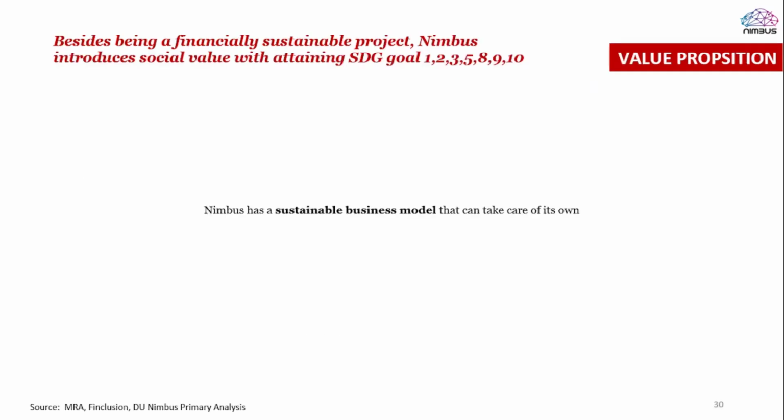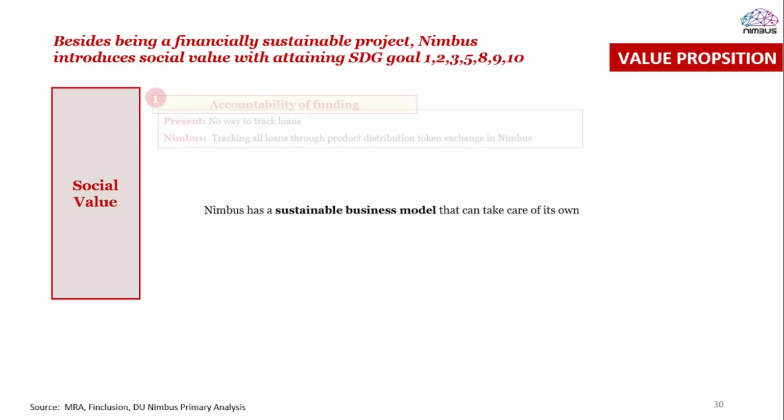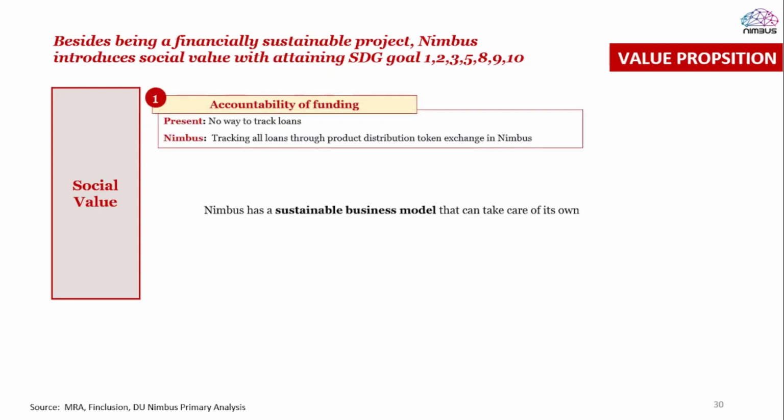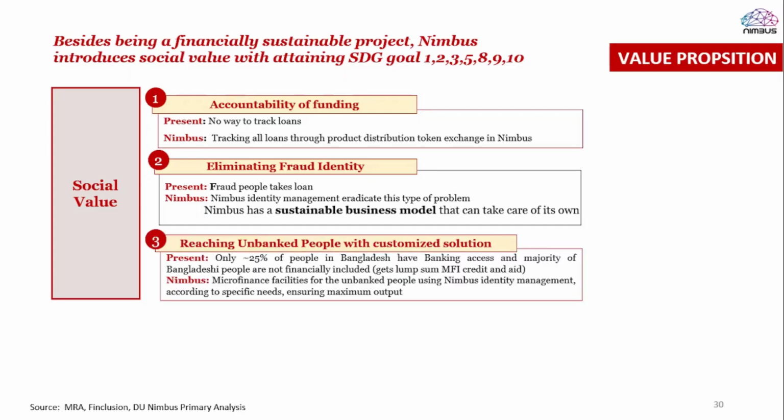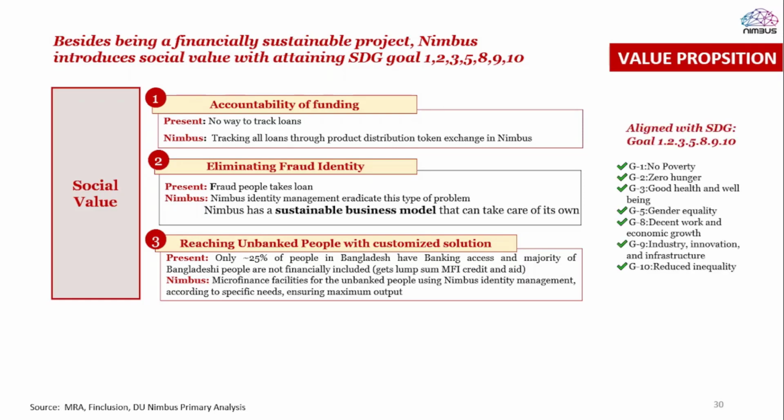Nimbus has significant social and economic value. First of all, it will reduce time and hassle for the user, including MFIs. Our system ensures traceability of all transactions. Nimbus also eliminates fraud people. According to Bangladesh Bank, percentage of defaulted loan is around 8.61%, around 1 trillion taka in terms of amount. Nimbus identity management eradicates this type of problem. Another report shows that only 25% of total population have banking access. Here, we can provide them a sustainable solution.